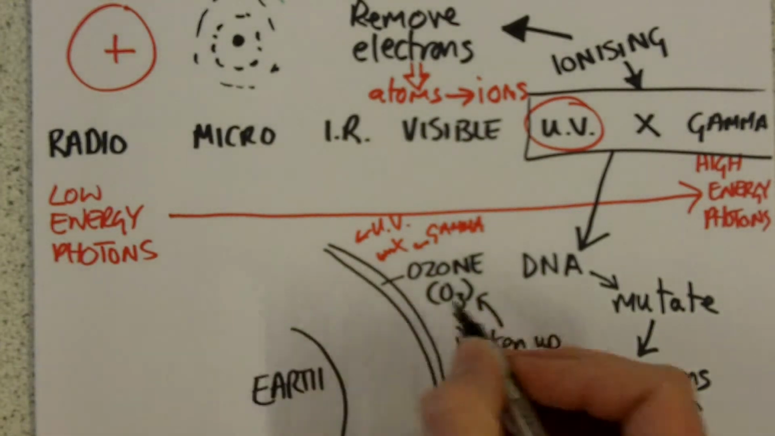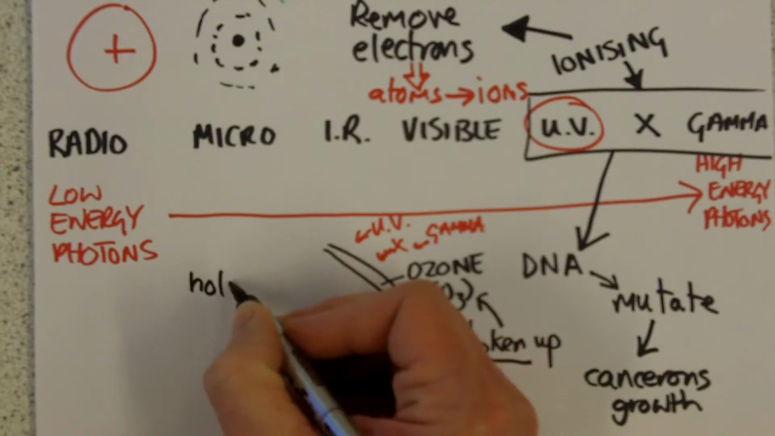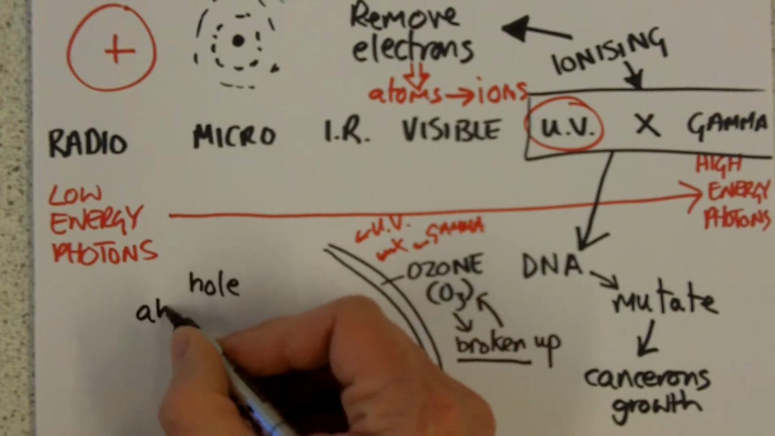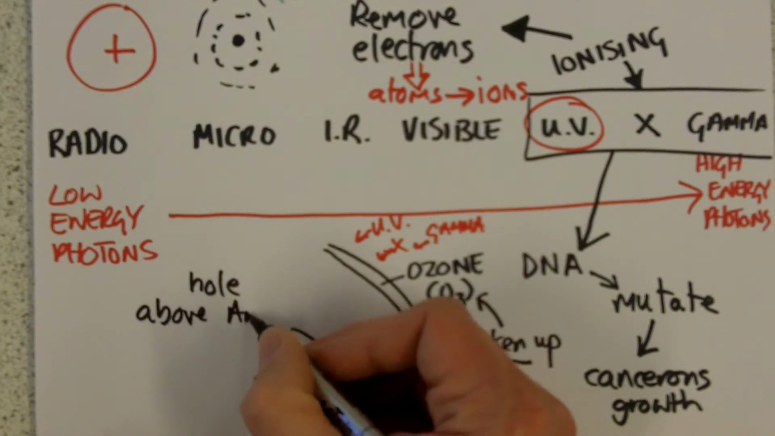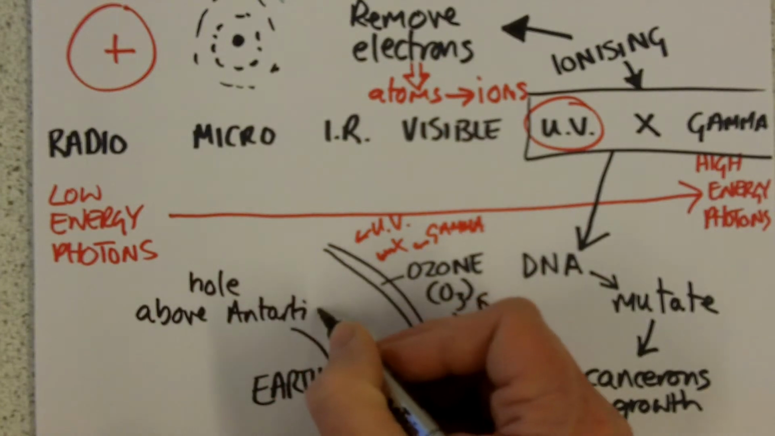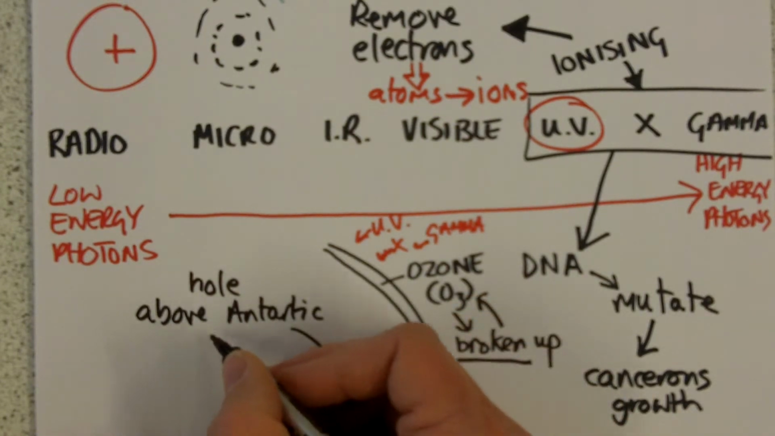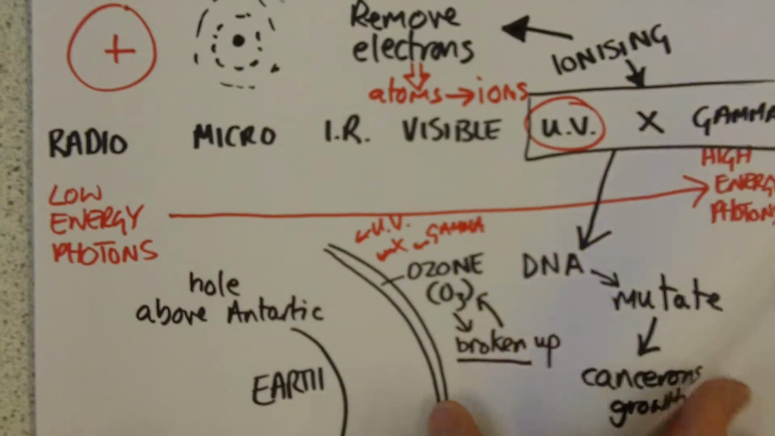Now, as you may be aware, there is a hole in the ozone layer above the Antarctic. And that is caused by human intervention. So we'll have a look at that on the next page.